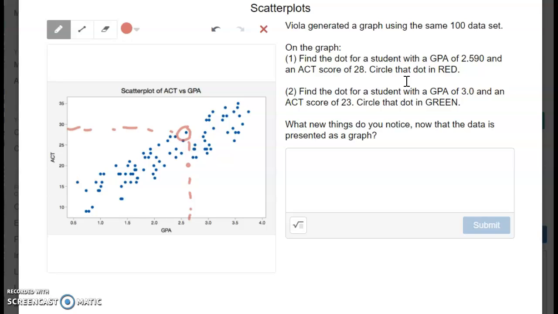Okay, find the dot for a student with GPA of 3.0 and ACT score of 23 and circle that student green. Okay, so I'm looking for a student who has the ACT of 23. 23 will be somewhere here. Okay, and GPA of 3.0.